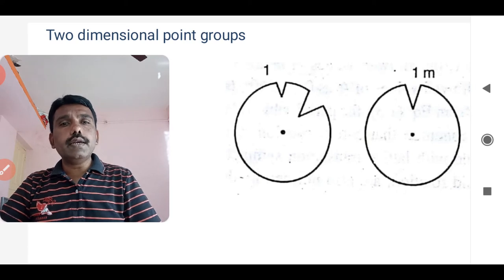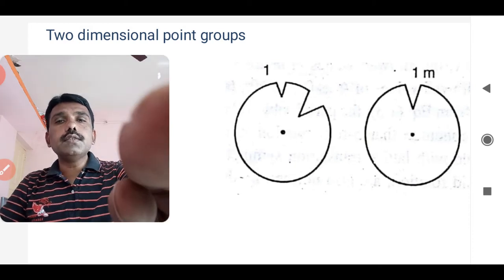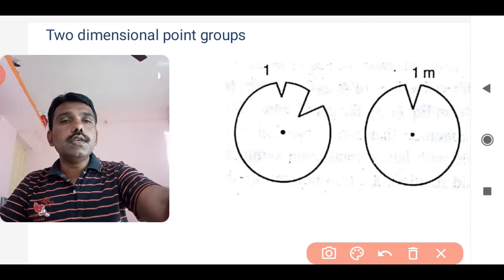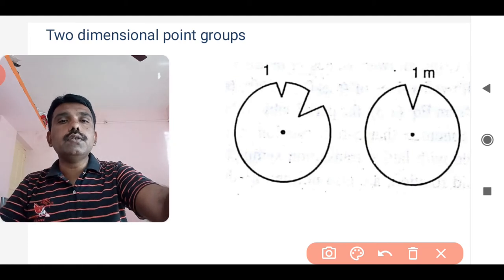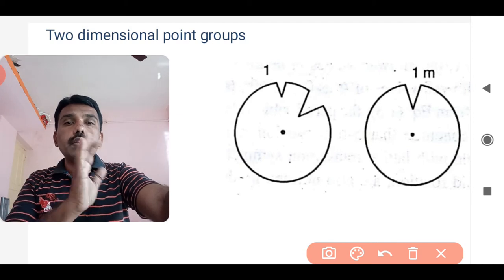Here, if you look at the first case, the 1m symmetry in the two dimensional point groups, this is the case where there is no possible line or plane passing through it which gives you two completely reflected, mirror-image halves.